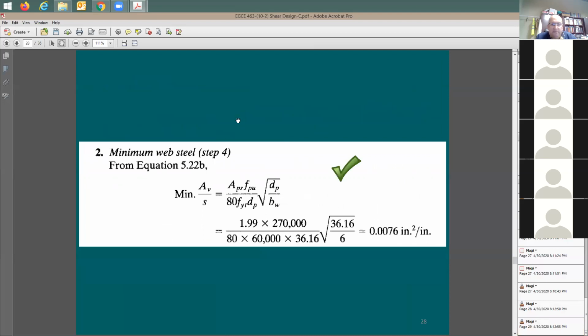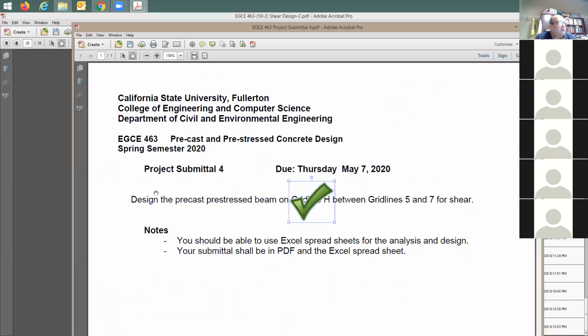Okay. With that, we are done with the course, all the course materials. There's going to be one thing left for the same beam that you have. You need to do shear design. It should be very simple. It's going to be due this May 7th.